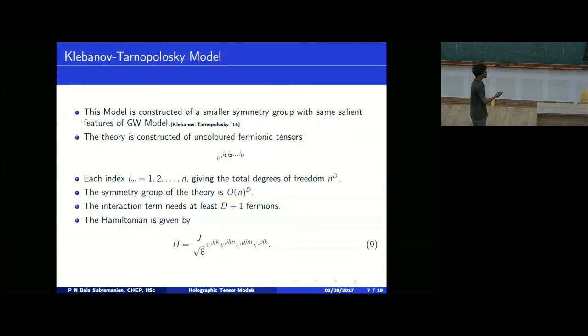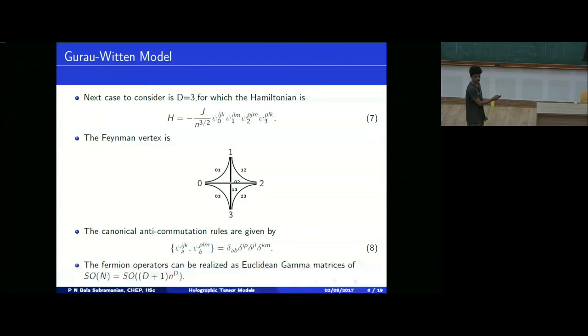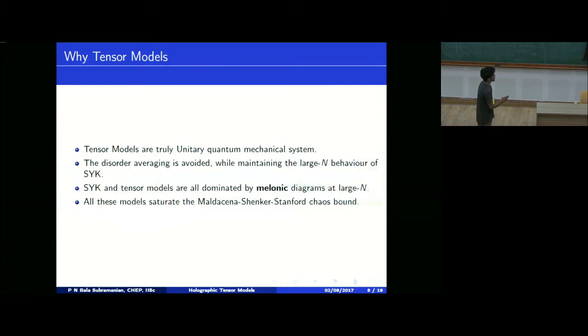So in order to construct contractions that are gauge invariant to write the Hamiltonian, we need at least d plus 1 terms. And the Hamiltonian here for this case is given by this one, where this is essentially the same as the Hamiltonian we wrote here, except the color indices have been dropped. The reason why one writes it this way is that it produces the right melonic structures once you're looking at large N cases. So now we'll look at why tensor models are interesting.